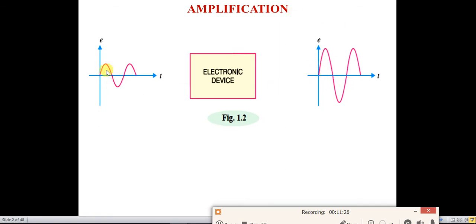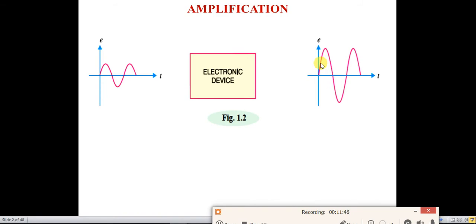So this positive cycle, you can see smaller amplitude. Here the amplitude is very large as compared to this waveform. Again the negative half cycle, the amplitude has been increased. So the increase in the amplitude of voltage or current or both is called amplification.